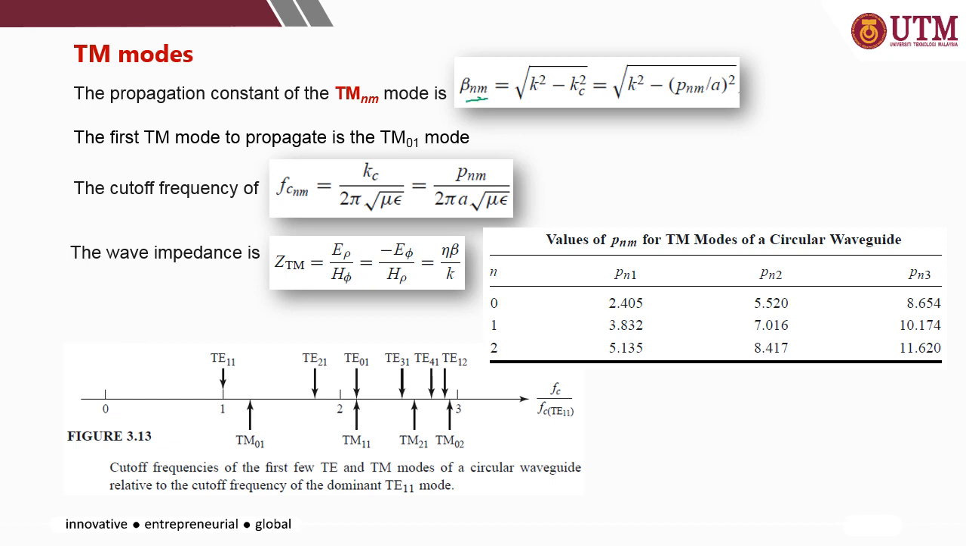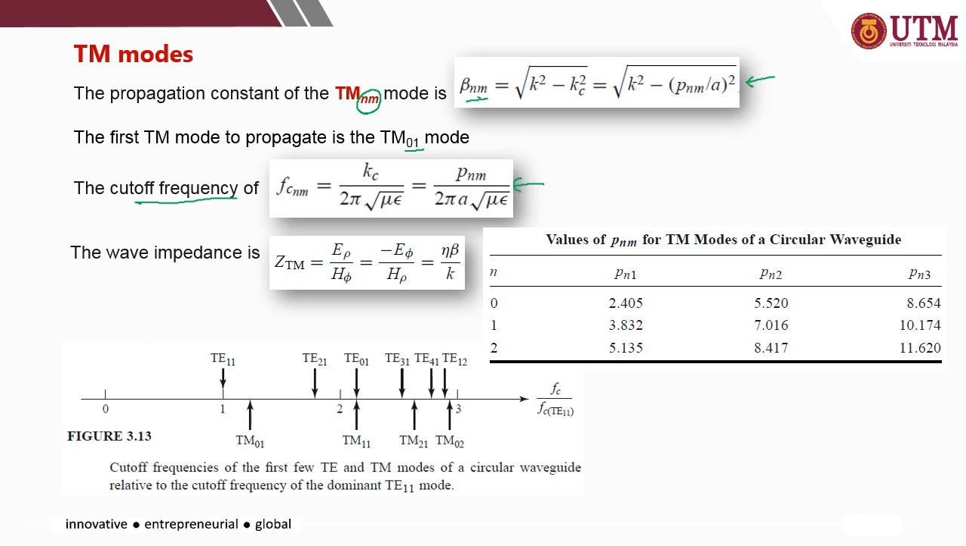While for the TM modes, the propagation constant is given by beta NM. Again, the order of the modes is NM, while the dominant mode, or the first mode, for TM is TM01, N equal to 0, M equal to 1. The propagation constant can be calculated by using this value, and the cutoff frequency f_c for that particular mode can be calculated by using this equation.